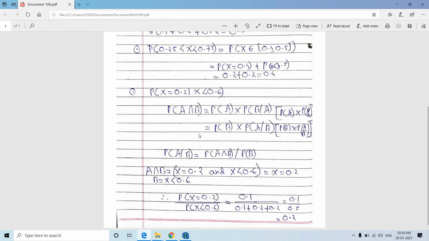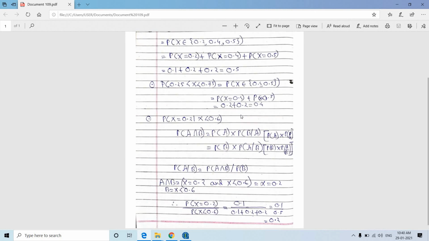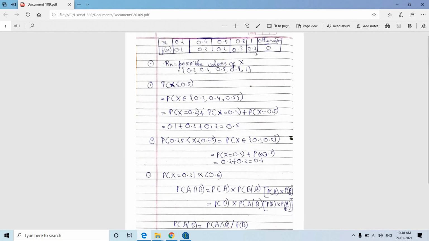So this is how you can solve problems related to the probability mass function. Probability mass function is nothing but the probability distribution for a discrete process. I hope you have understood this.